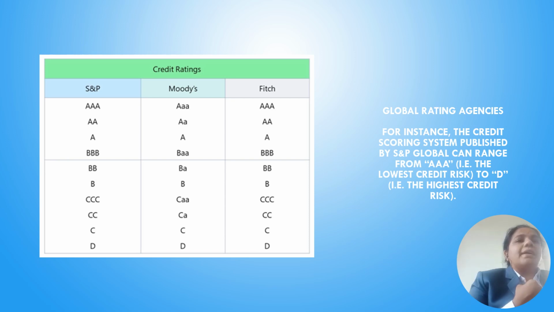Here some ratings are assigned to a particular company by a particular firm, like S&P, which defines its ratings alphabetically, that is triple A, B or C. Here A basically belongs to a good rating and C belongs to not good, or we can say that there is so much risk. And Moody's and Fitch are also agencies.